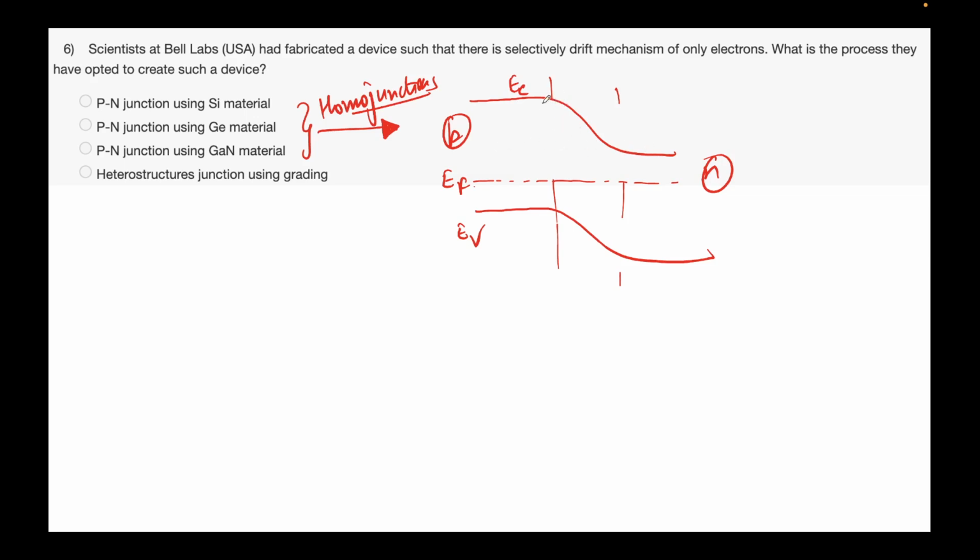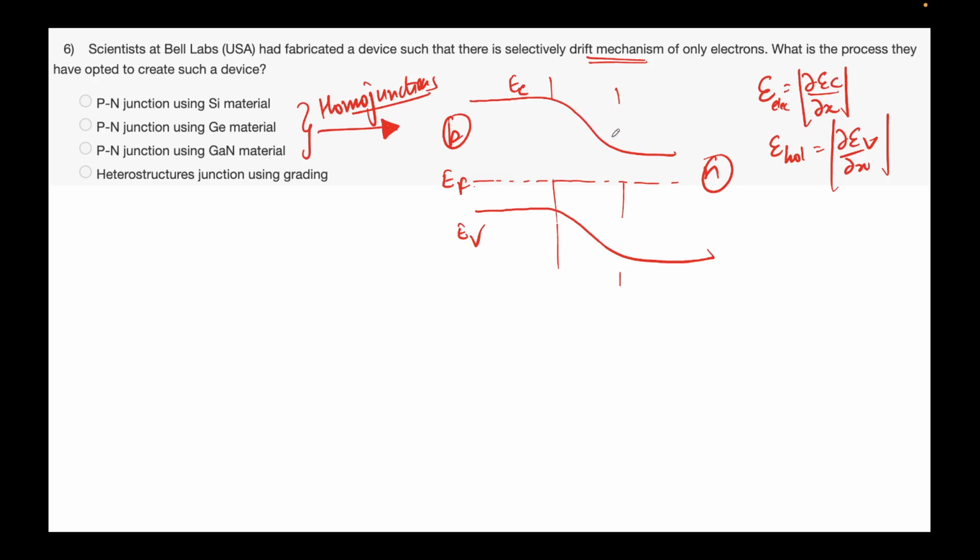So for instance, where does the drift mechanism come into the picture? Drift mechanism, if you recall, the electric field is nothing but the slope of the band. For instance, the electric field for electrons will be del EC over del X. I'm just writing the magnitude. This is the slope of the conduction band for electrons, and the electric field for holes will be del EV over del X. I'm just writing the magnitude. The directions we can obviously determine, how they're going to travel.